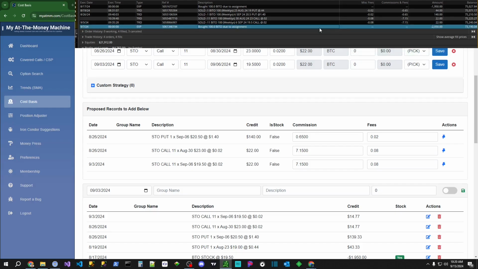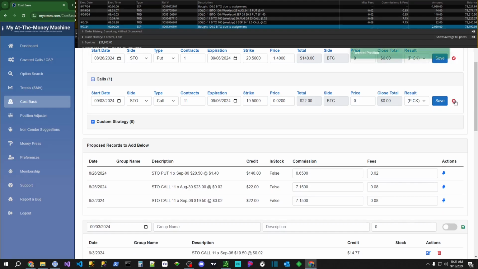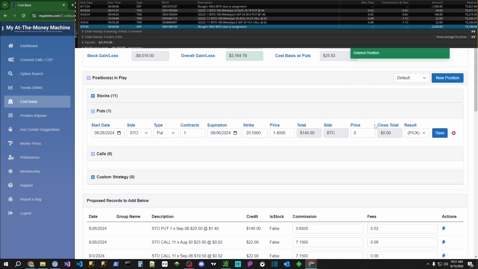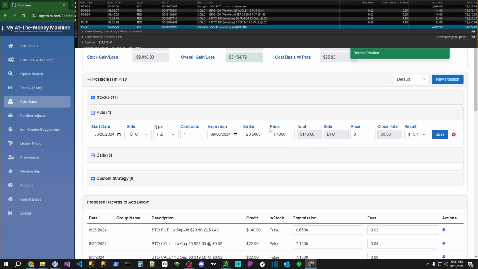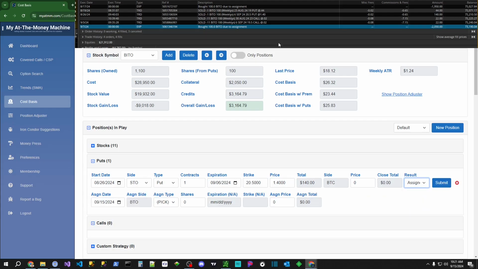This last thing was the cash secured put assignment that we received. All right, so these calls, they both expired worthless, out of the money, so we can go and remove those. This put was assigned, so it was a 20.50 strike, and as you can see, we're trading below that. All right, so we're going to select here. We're going to click assigned, and it was assigned.